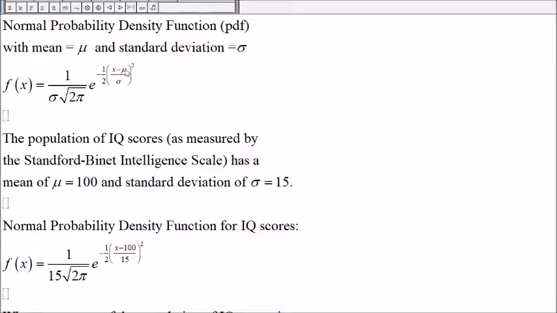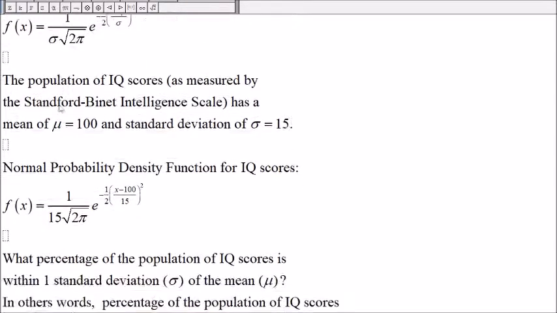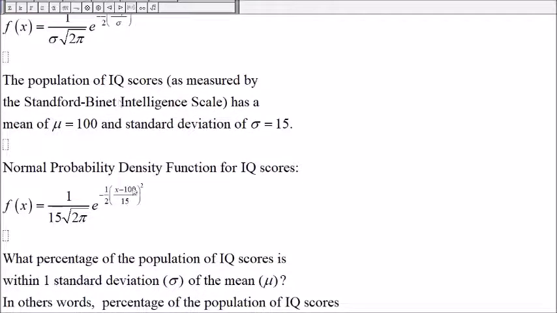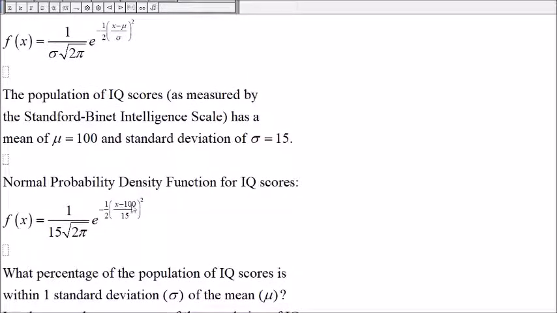In the place of mu, we would have 100, and in the place of sigma, we would have 15. The function becomes 1 over 15 times the square root of 2 pi, and then exponential e right here. This is e, and so this is an exponential function, a special exponential function. And then x minus mu, which is 100, divided by sigma, which is 15.